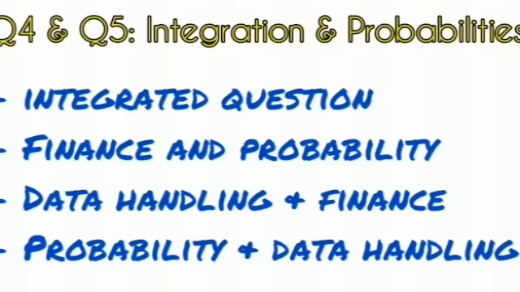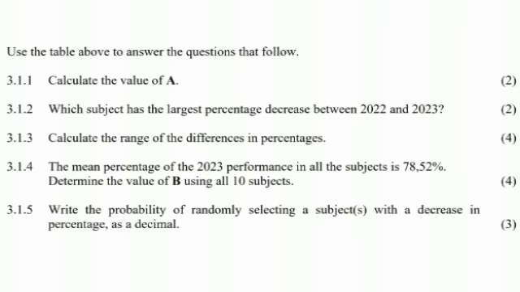In question 4 and question 5, we are looking at an integrated question, which is our mix of questions, and to that mix we are also going to get probabilities. So when we look at our mix, you'll see we have a mix of finance and probability. There can be a possibility where you have a finance question that has probability, a data handling question that has finance, or a probability question that also has data handling. So it just depends on the variations of questions you will do.